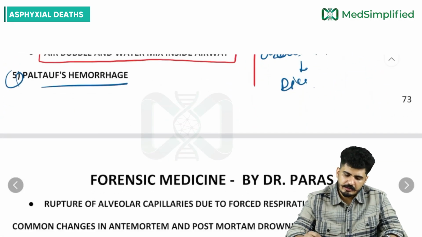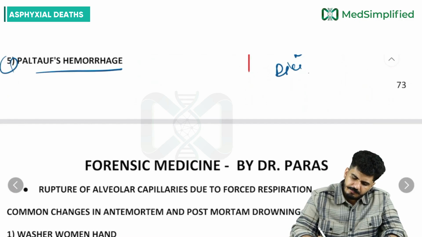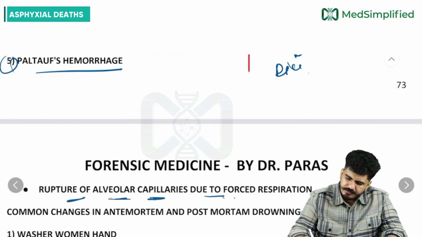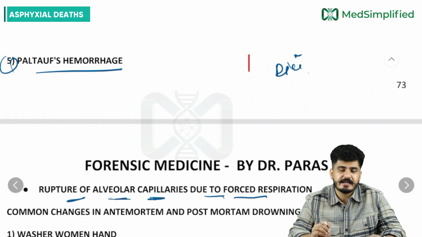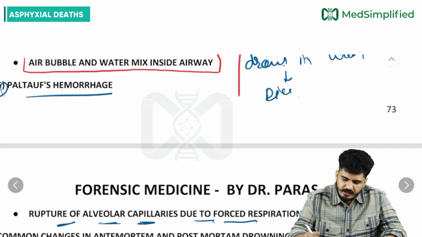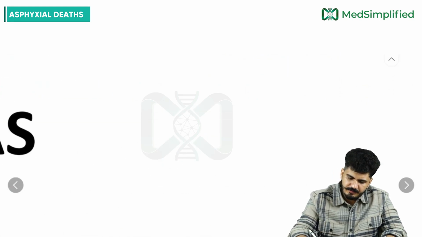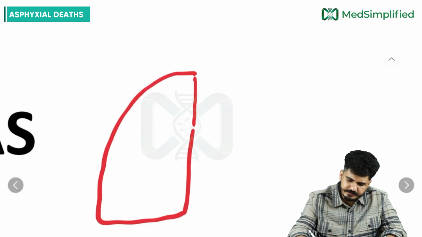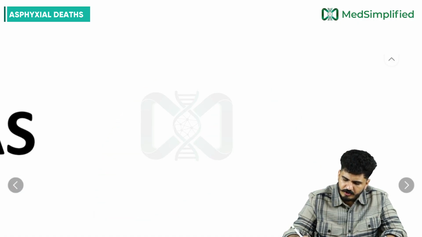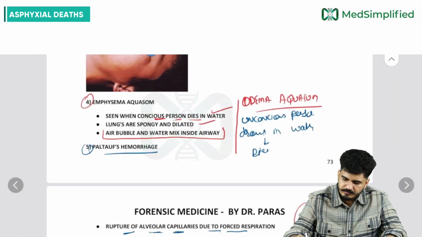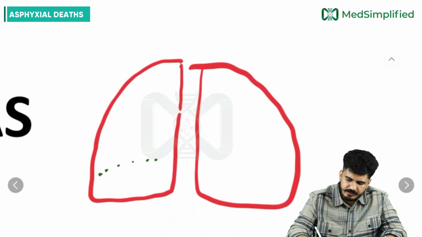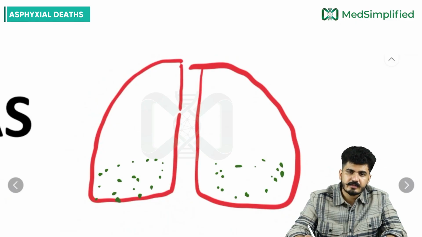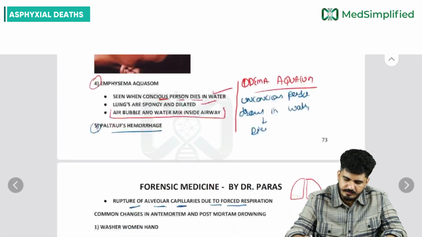Okay. Next, Paltauf's hemorrhage. Sir, this is the rupture of alveolar capillaries due to forced respiration, meaning the person struggled a lot to respire inside the water. Now, if I draw the lungs right here, like this, Paltauf's hemorrhage is a pinpoint hemorrhage happening in the lower lobes, like this. This is Paltauf's hemorrhage happening in the lower lobes, my dear friends.